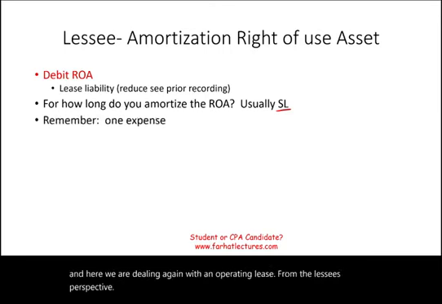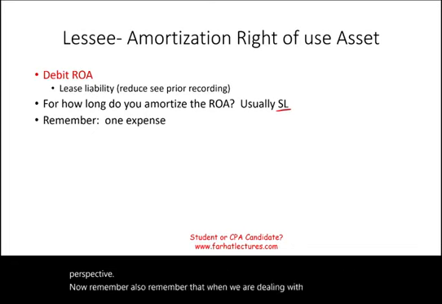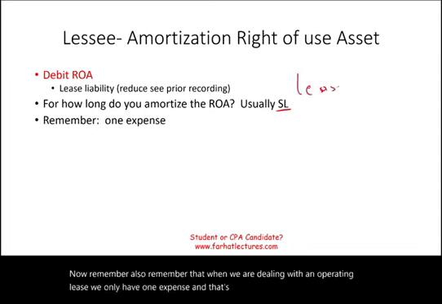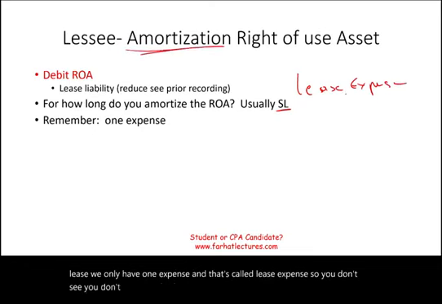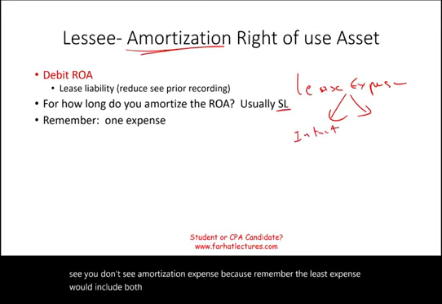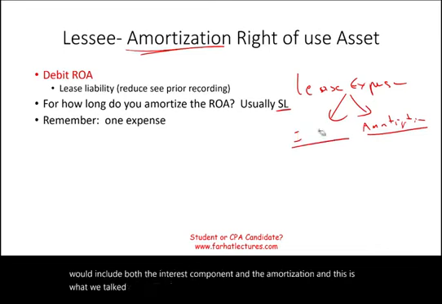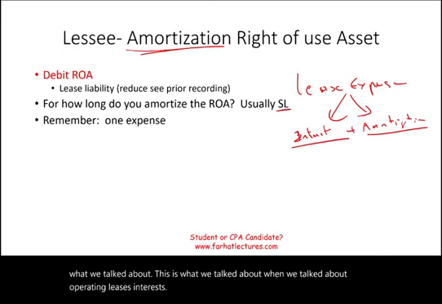Now, also remember that when we are dealing with an operating lease, we only have one expense, and that's called lease expense. So you don't see amortization expense, because remember, the lease expense would include both the interest component and the amortization. This is what we talked about when we talked about operating leases. Interest and amortization, it's one expense.